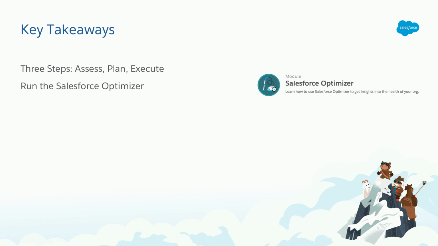There's actually a trail on Salesforce Optimizer you can find on Trailhead. Just go to trailhead.com and search for Optimizer. If you want to know a little bit more about Optimizer, all that information is right there. Create a data dictionary for your org, some of your documentation.